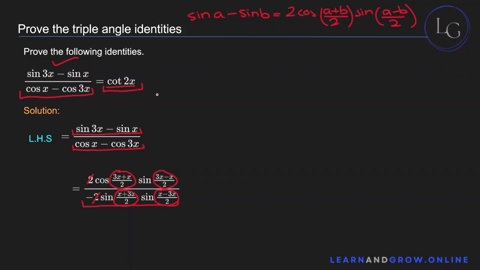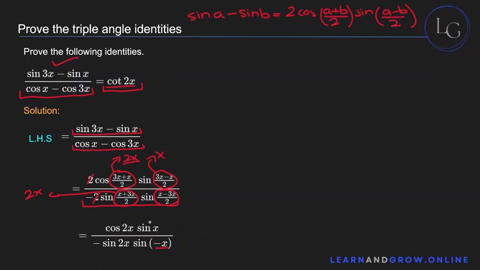So just to clarify, 3x plus x by 2, this becomes 4x by 2, which is just equal to 2x. And this here, 3x minus x by 2, this becomes 2x divided by 2, which is x. And this x plus 3x by 2, this becomes 4x by 2, which again is equal to 2x. So this is also equal to 2x. And this x minus 3x by 2 is equal to minus 2x by 2, which is equal to minus x, which is why you have this minus x.